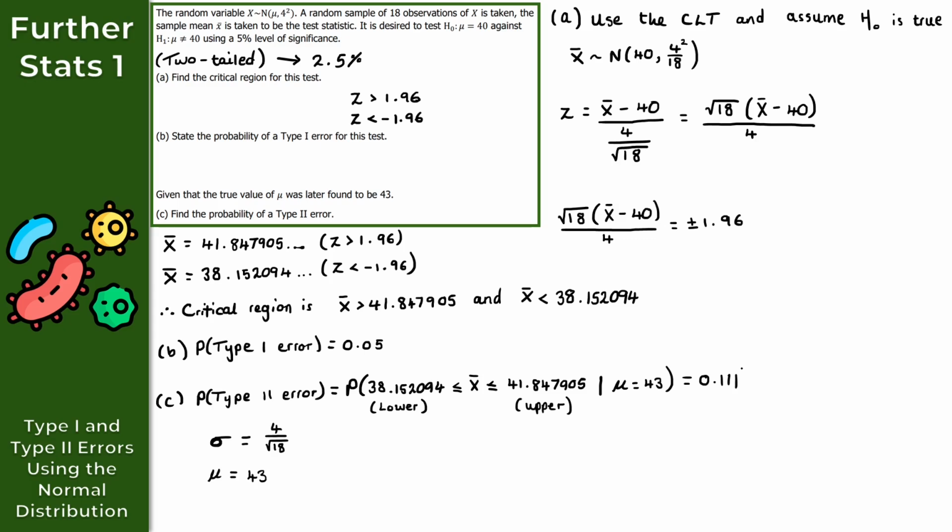And there we have it. That gives the solution to just the one example in this video, question 1, and that actually brings us to the end of this video on finding type 1 and type 2 errors using the normal distribution.